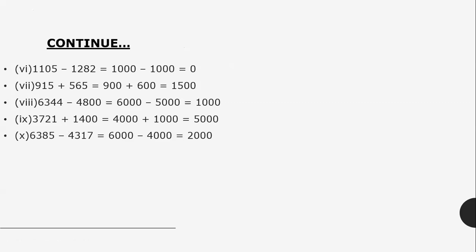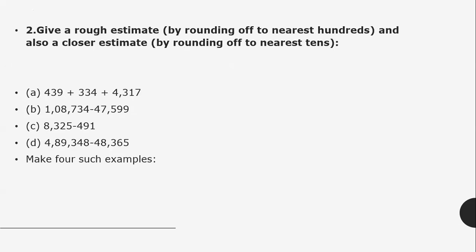Let us go to question number 2. Give a rough estimate by rounding off to the nearest hundreds and a closer estimate by rounding off to the nearest tens place. So you know it very well. If we take an approximation to a higher value, we get a rough approximation. Whereas if we round off to the nearest tens place value, we get a closer estimate.